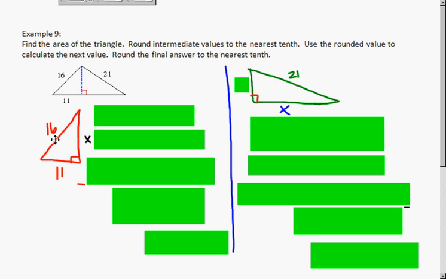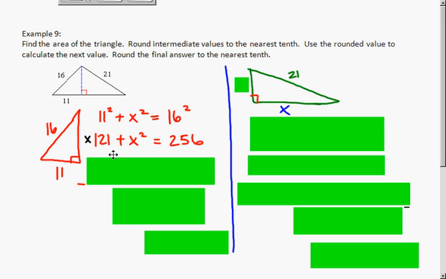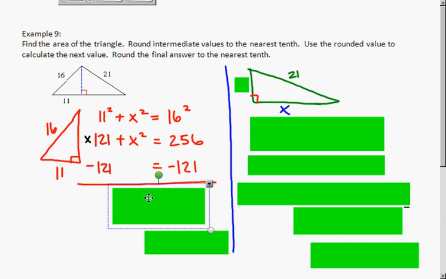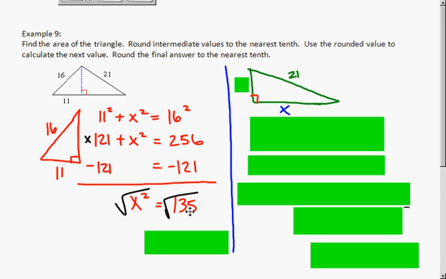Here's my right angle. Here's 16. 16 is side C. Do your computation. We get 121 plus x squared equals 256. Subtract 121 from both sides. We have x squared equals 135. Again, square root both sides to get x alone. Notice it says round to the nearest tenth. So I would come up with x is approximately 11.6 units.